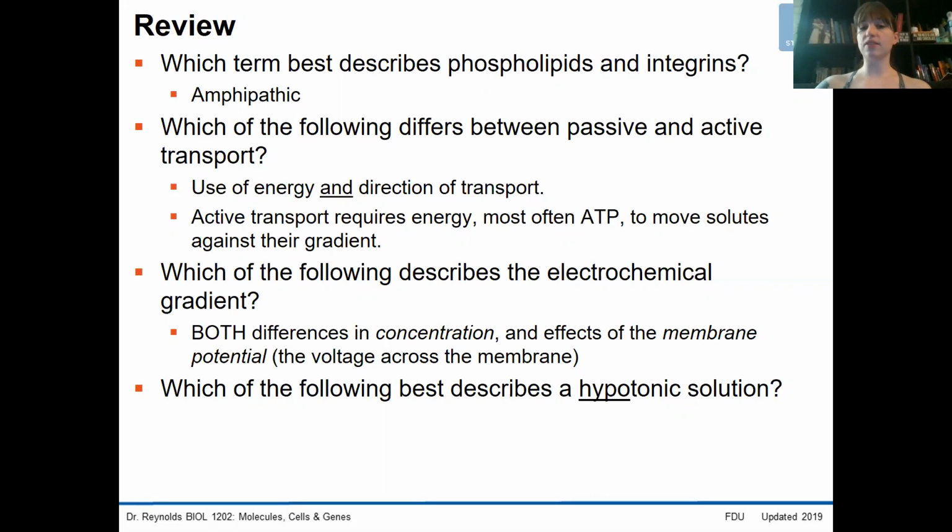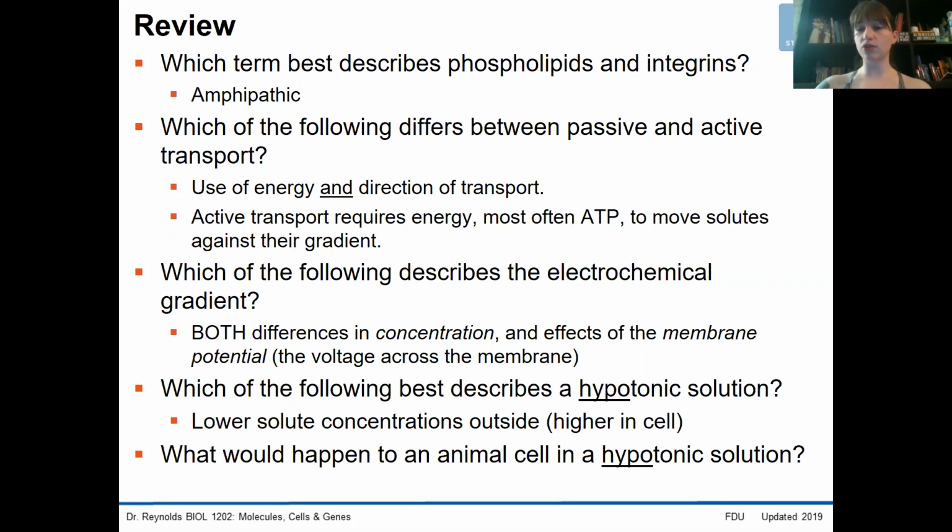Which of the following describes a hypotonic solution? Well, hypo means less. So we're going to be dealing with a solution that has less solute. I do want to recognize, however, that although there is less solute, the most important thing is to recognize what that solute concentration does to free water. If we have less solute, we have fewer hydration shells forming around that solute. Fewer hydration shells mean that there's more free water.